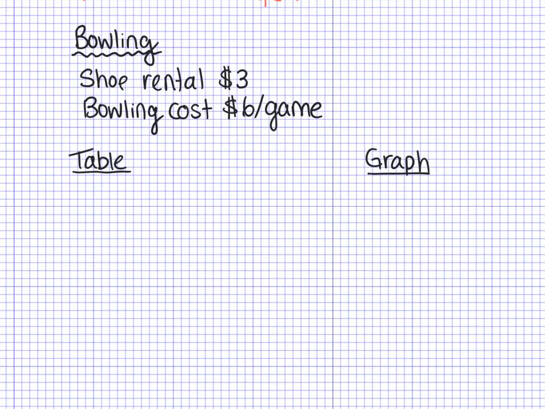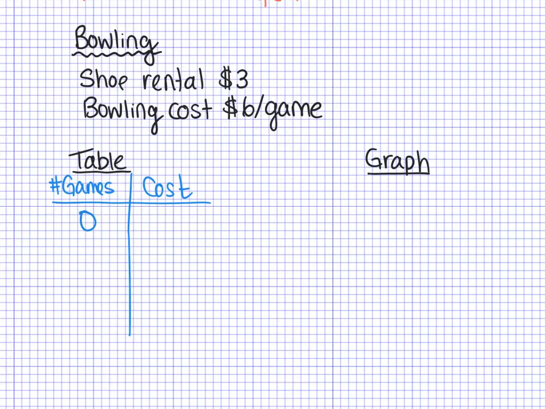Finally, to wrap this up, the last part of this unit talked about real life situations. It was a bowling situation. Say you're going bowling and you have to pay $3 for shoes, and then you bowl a few games at $6 per game. If we want to make a table of values, let's graph number of games versus cost.